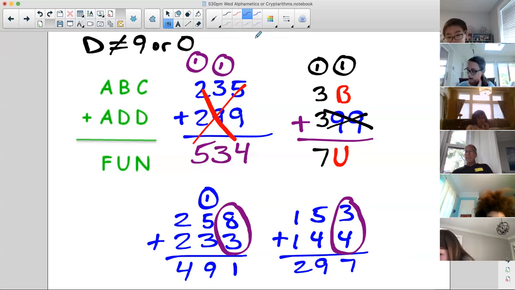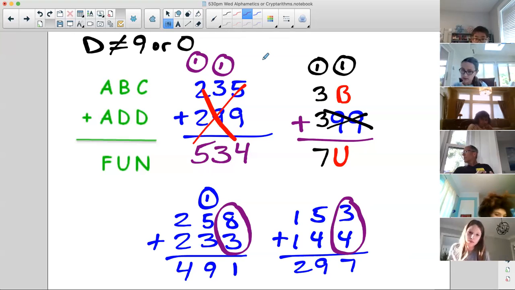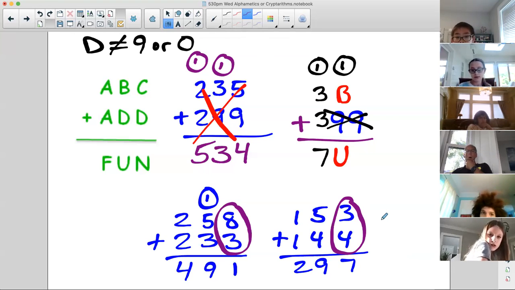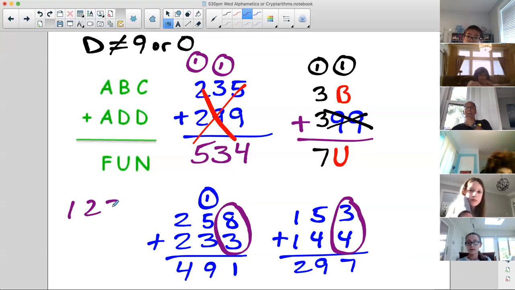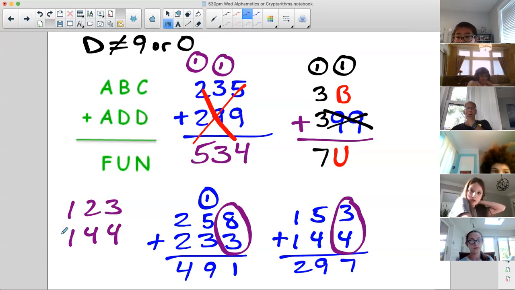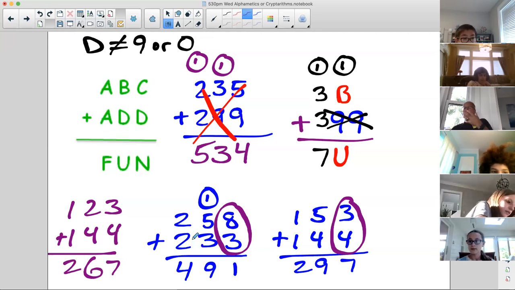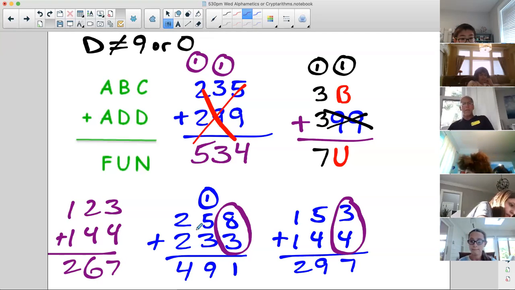Hannah? I got the same one as Adalia, except it was 123 plus 144, which equals 267. Wow. So you got 123 and 144, which sums to 267. It's amazing. There are so many different iterations. Any more that anybody wants to share? Luke, have you solved any? I'm just trying some out.